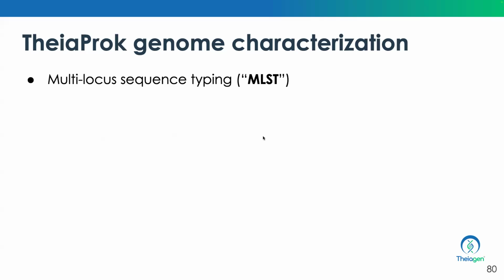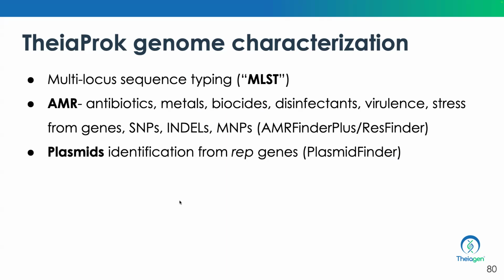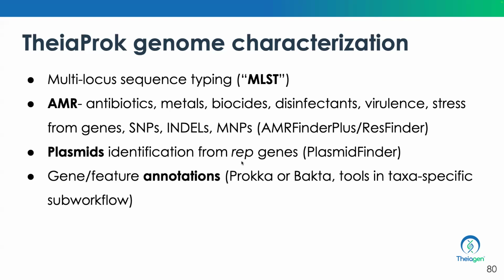So for example, the MLST, we have AMR resistance identification. So these are not necessarily based on the pathogen, but just based on the characteristics of the assembly that you get. We have plasmid identification from rep genes. Again, here is the tool that does that, PlasmidFinder. We have AMRFinderPlus, but you also have the option of, so ResFinder is an optional tool that you can activate if you wish within TheiaProk, but AMRFinderPlus is the default one.